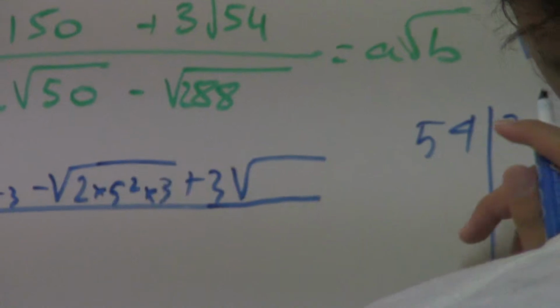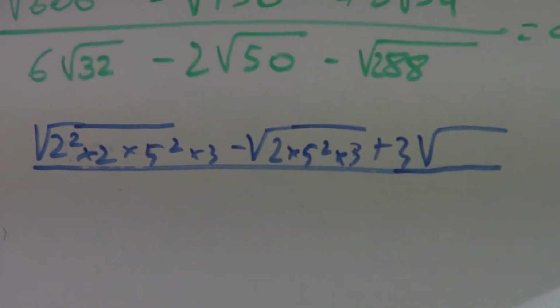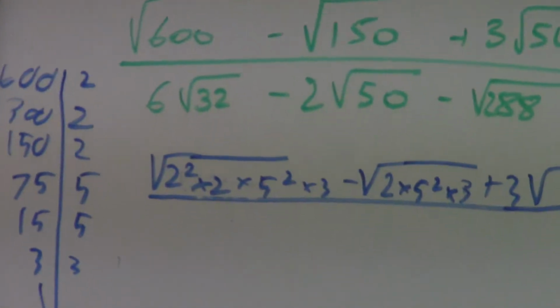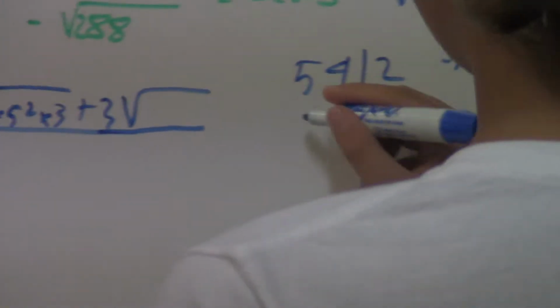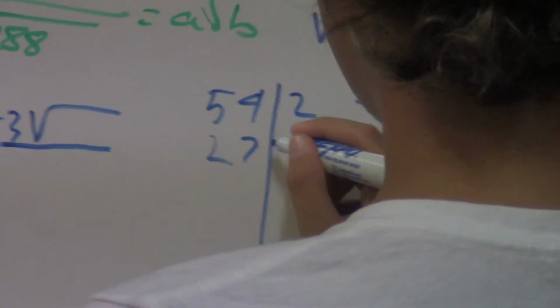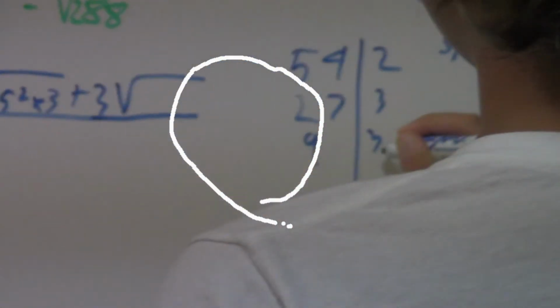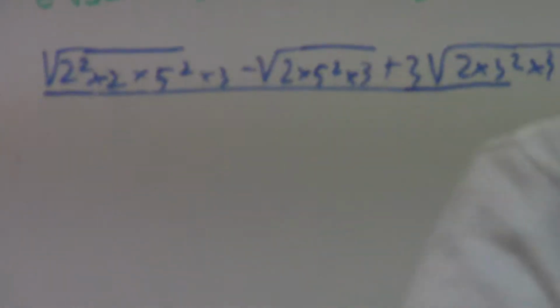Yes, sir. So on here, 54 divided by 2 is equal to 27, which is a multiple of 3, which is equal to 9, which divided by 3 equals 3. So basically 2 times 3 squared times 3. In this video, I'm only going to use 3 squared because it will get the whole thing out there. Makes it easier.